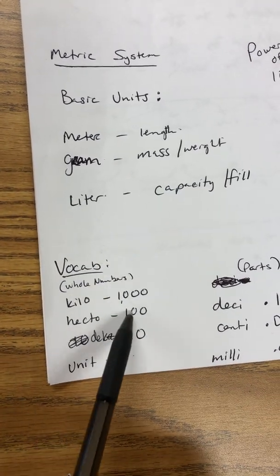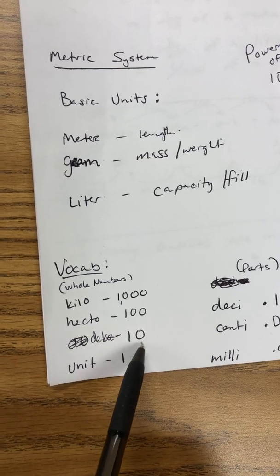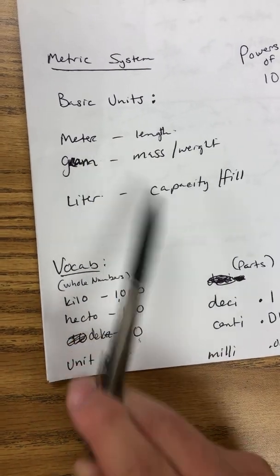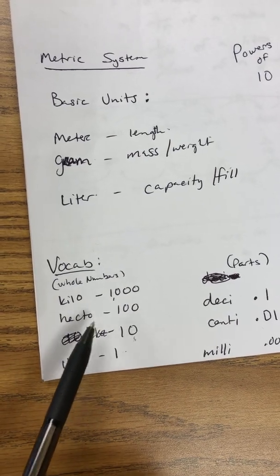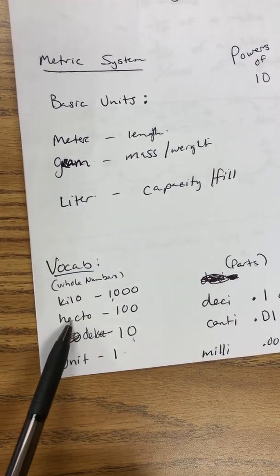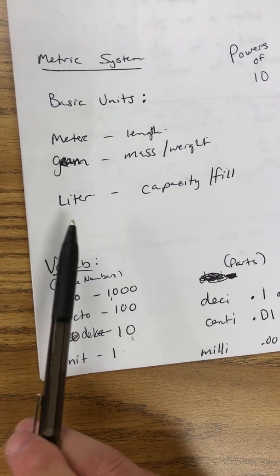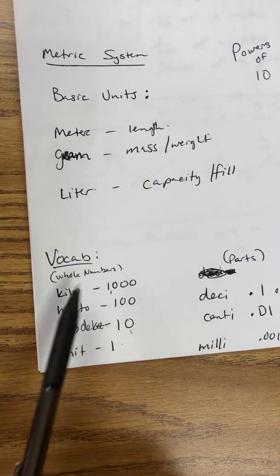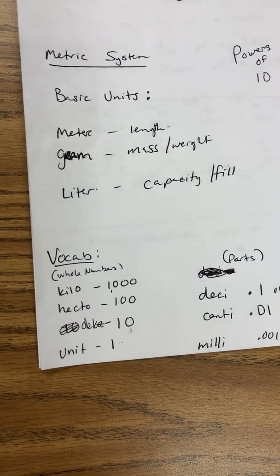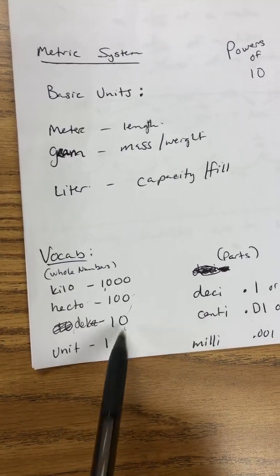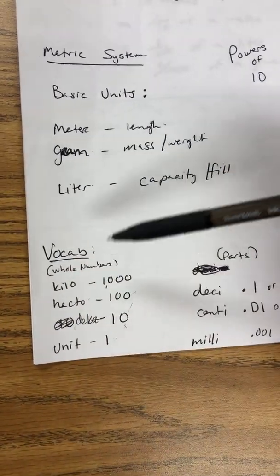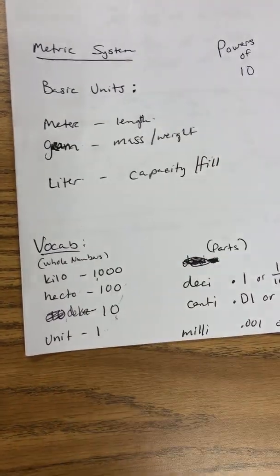Where it gets interesting is when I have more. So if I have 10 meters, it'd be a decameter. If I have 100 grams, it'd be a hectogram. And if I have 1,000 liters, it'd be a kiloliter. So these determine whether it's 1,000, 100, 10, or just 1. Remember, we put these in front of the words, okay?